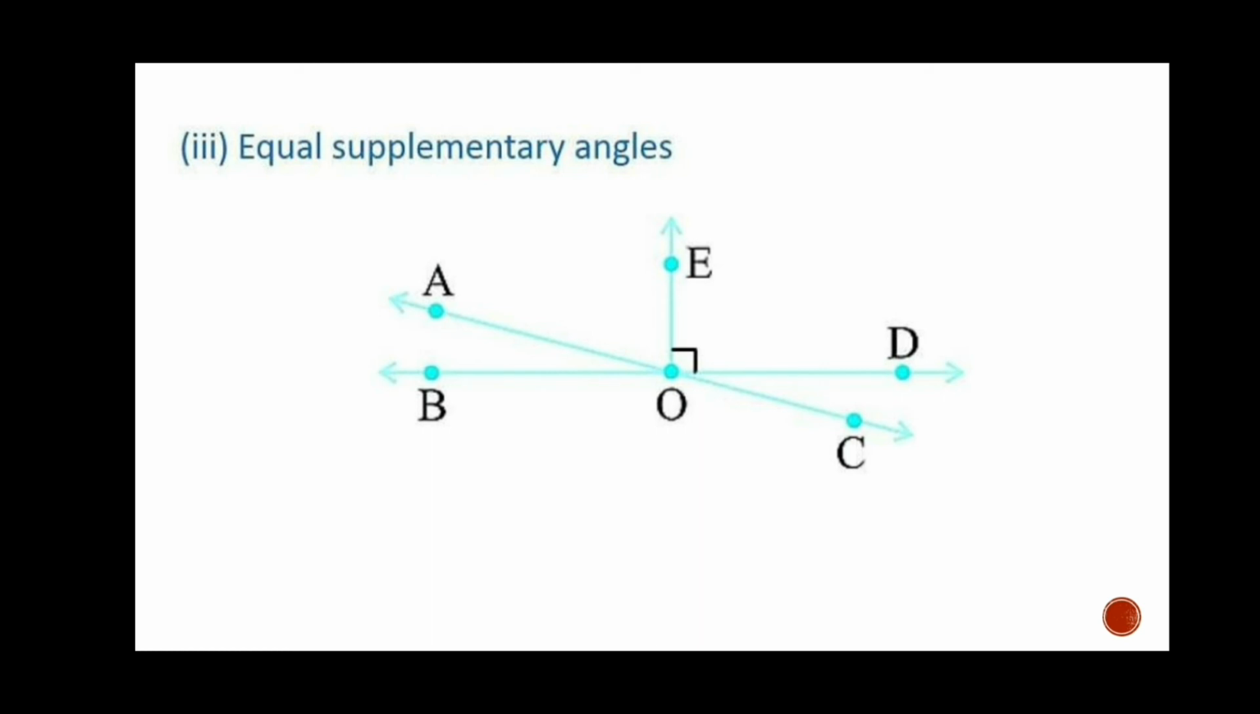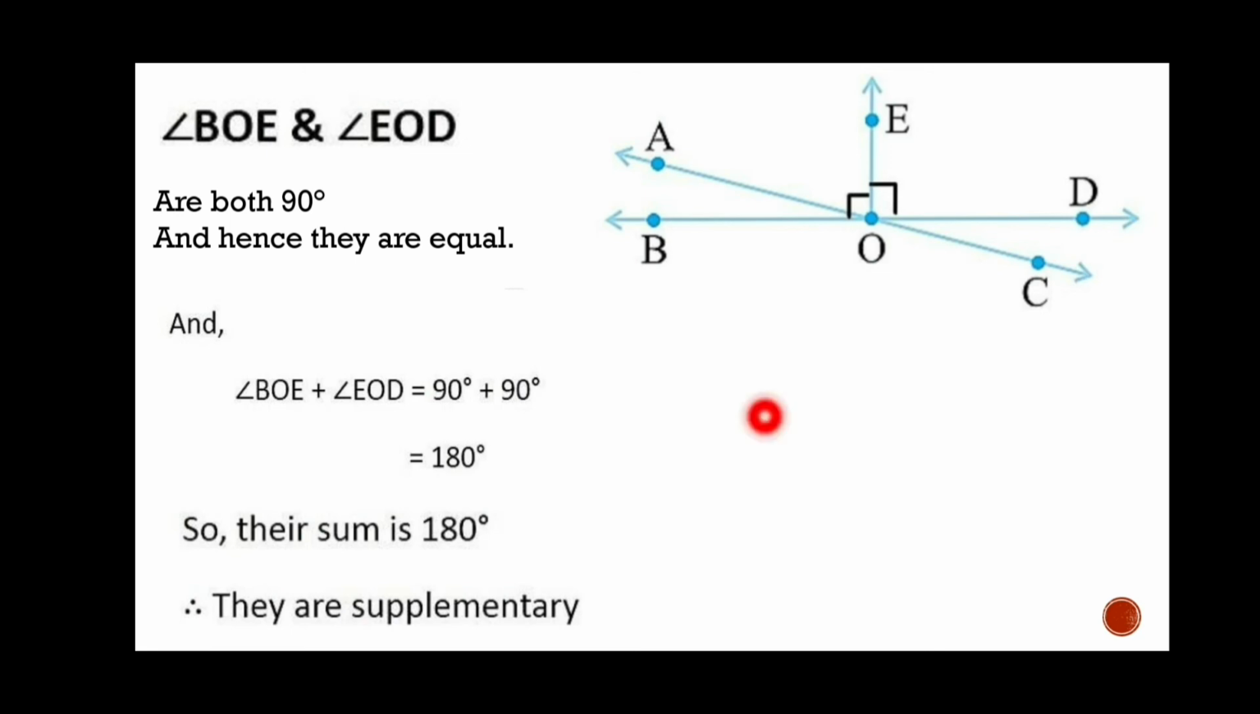Now the third one, we have to find equal and supplementary angles. It means the angles should be equal as well as supplementary. So let's see. Here you can see these two angles, angle EOD and angle BOE, this 90 degree, you can see perpendicular. So angle EOD and angle EOB, or you can also call it BOE, are both 90 degrees and hence they are equal, the same measure.